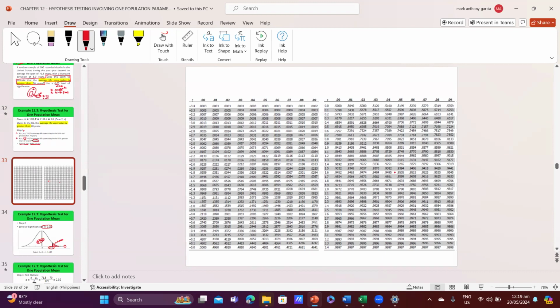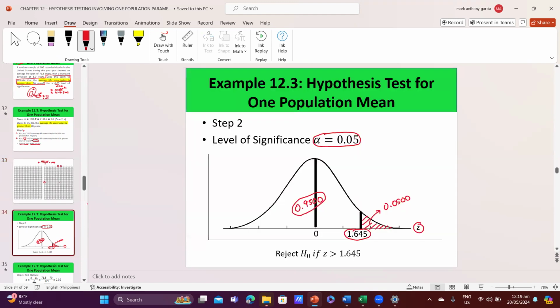However, 0.9495 and 0.9505 are both closest to 0.9500. So which means that we will get two z-scores in the following. So the z-score here is the average of 1.64 and 1.65, which is 1.645. So this is our critical region.